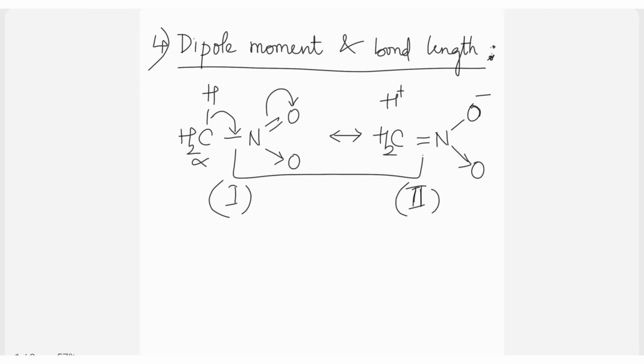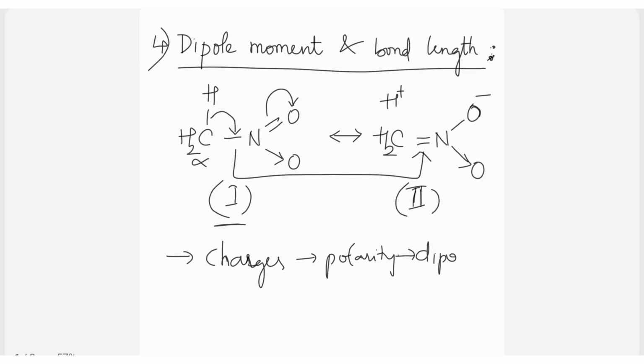Here a single bond is turning into a double bond, then the double bond is turning into a single bond between nitrogen and oxygen, and charges are developed. In the first structure there are no charges, but in the second structure there is a positive and negative charge. Now because of the development of charges, a dipole is created, or polarity is created. Because of the charges, polarity is created, and the dipole moment also will vary. Because of hyperconjugation, the dipole moment is varying, and also the bond length.